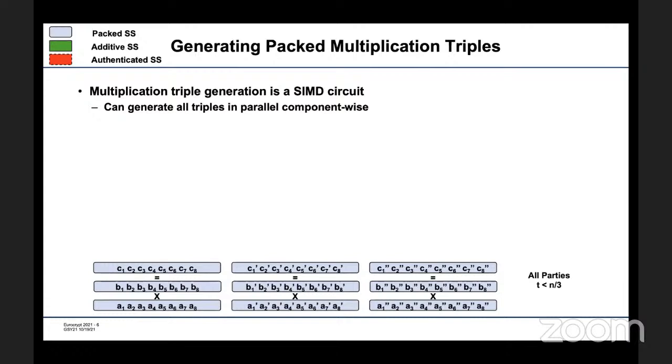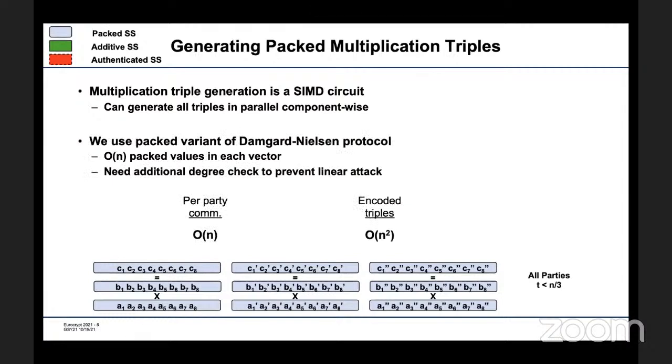So what we do is we start out by building packed triples, where we have parties share packed random values A, packed random values B, and multiply these to produce packed random values C. We do this using a variant of the Damgård-Nielsen protocol that Gabe also described earlier. And the idea is that we can actually pack O(n) values into each vector and produce O(n) packed triples using each multiplication.